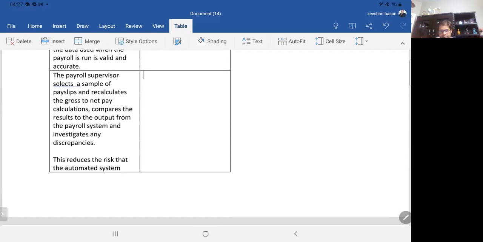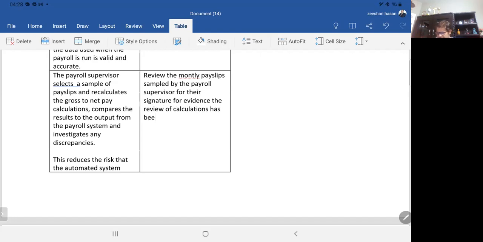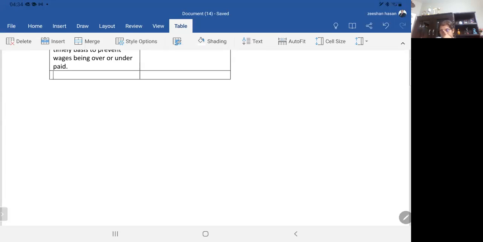Now the test of control. Review the monthly payslip samples, sampled by the payroll supervisor, for their signature, for evidence the review of calculations has been undertaken. So far, so good. I hope you get it in here. Okay, now further.